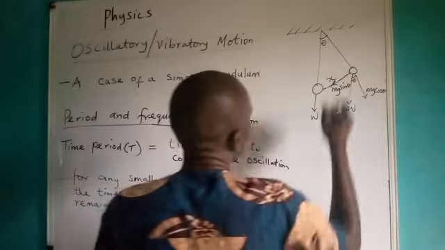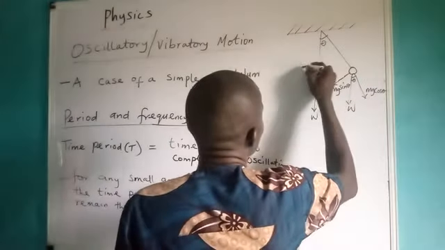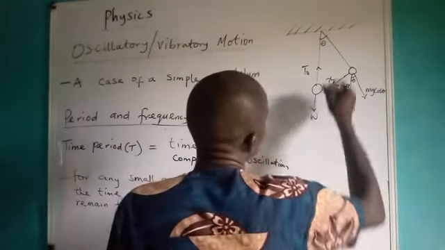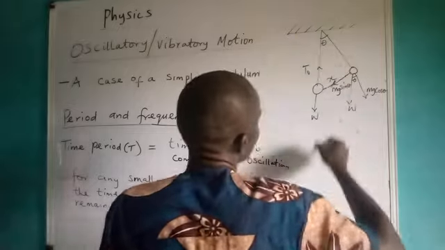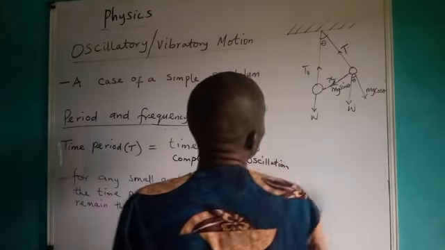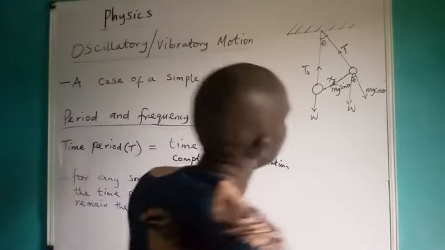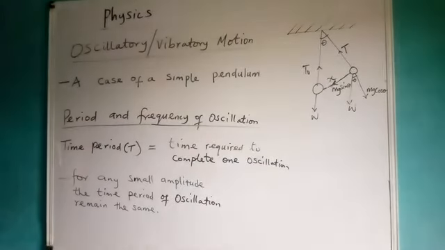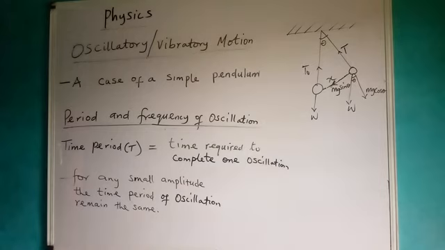I can decide to call this T. The tension here will be T0, because this is the original position of the pendulum ball. Now it was here, and then we decide to call this one T. This is already a system. We need to resolve the system into components.